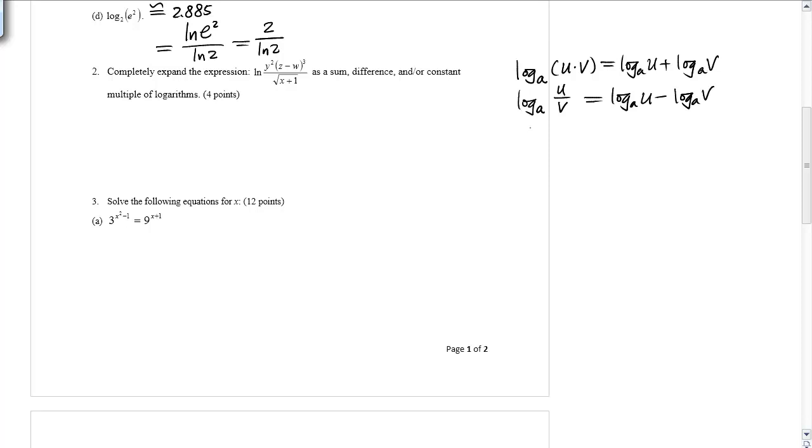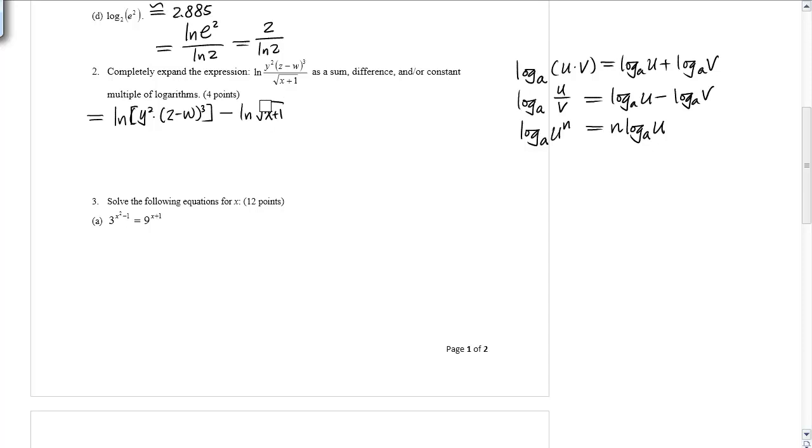Don't forget they have to have the same base. Lastly, power property: log_a of u to the nth power, you can pull the n out as a coefficient in front of the expression, and then log_a u. Okay, so first of all, we can apply the quotient property. So the original expression becomes ln of y to the second power multiplied by (z minus w) to the third power, applying the quotient property, minus ln of the square root of x plus 1.